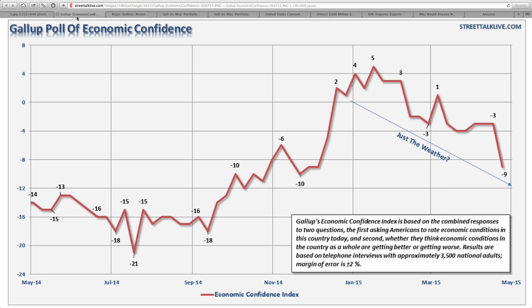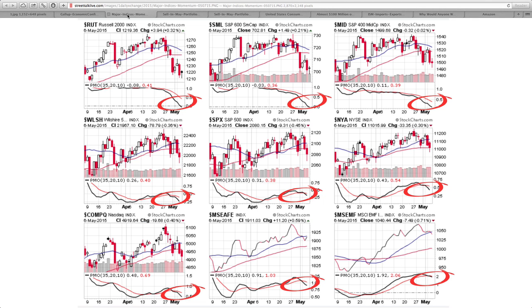I would also have to note the fact that in 2014, look at the economic confidence growing. But the reality is that there really wasn't any confidence to begin with. I have more information about that in a moment.